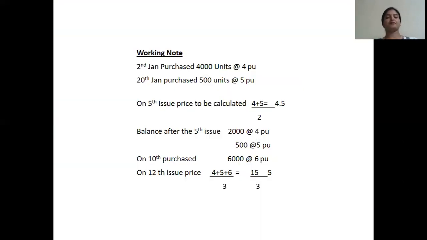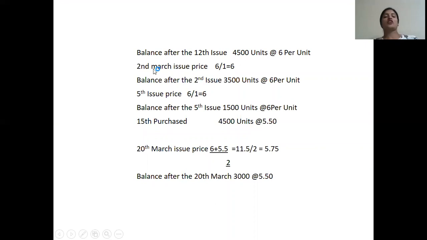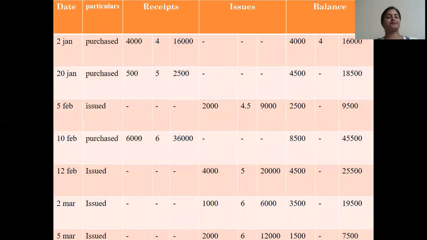See here, that is the 2nd March issue price. See, what was the balance we had? Only 4,500 units, only one lot we had. And what is the cost per unit? 6 per unit. So only one lot we have. So you need to take 6, the cost per unit, divided by only one lot. 6 divided by 1 is equal to 6. On 2nd, look here. On the 2nd issue, what is the cost per unit? 6. So 1,000 into 6 is 6,000.